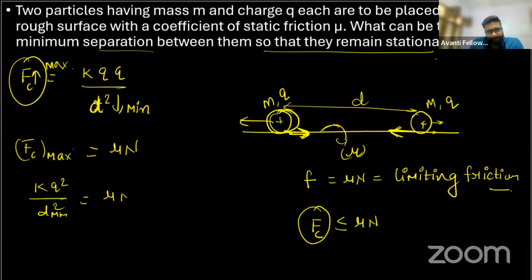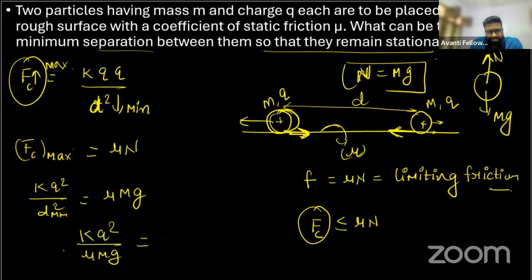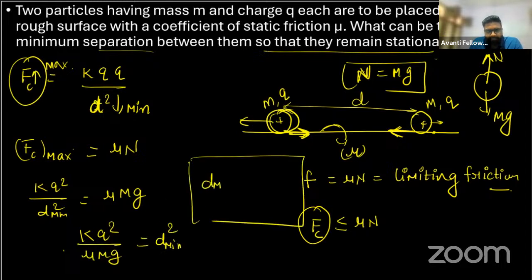Mu into N. N is the contact force. N is equal to mg. We all know in 11th class that N is equal to mg. So mu into mg. So what is the value of d minimum? K q square over mu mg equals d minimum square. And d minimum is the square root of kq square divided by mu mg.